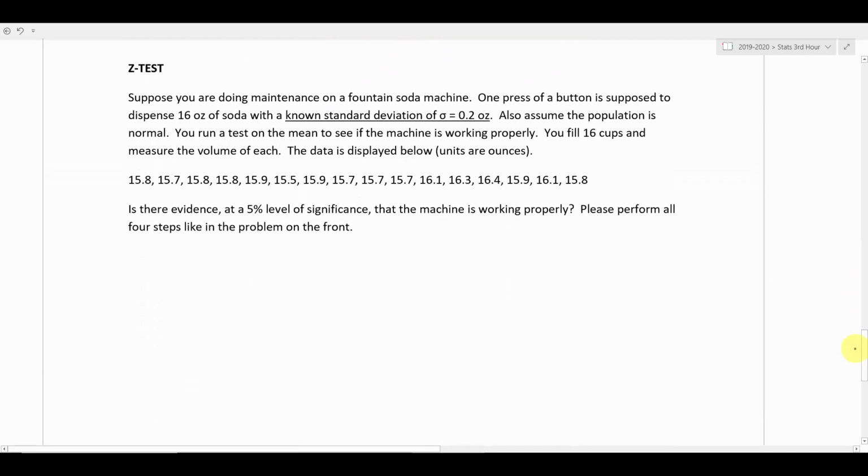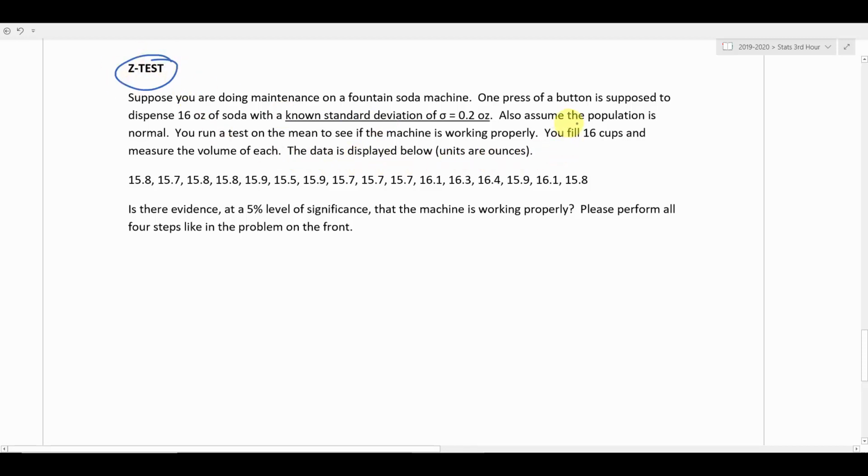It says, suppose you're doing maintenance on a fountain soda machine. One press of a button is supposed to dispense 16 ounces of soda, and it has a known standard deviation of 0.2 ounces. So notice they are telling us what the population standard deviation is here. That is your clue that you're going to use a z-test instead of a t-test.